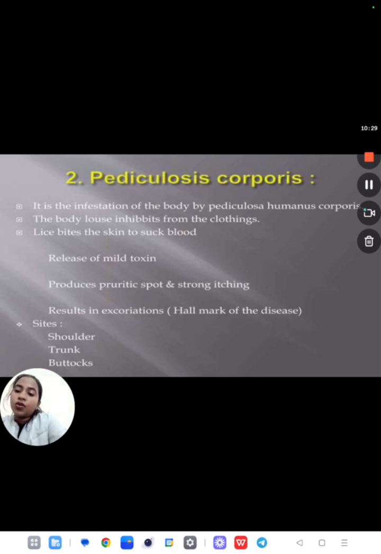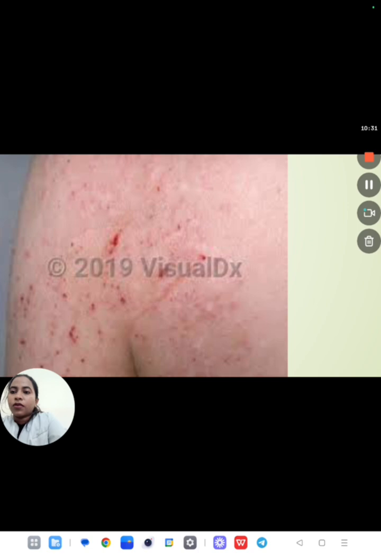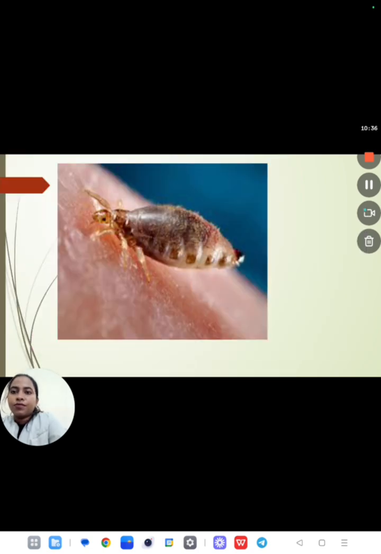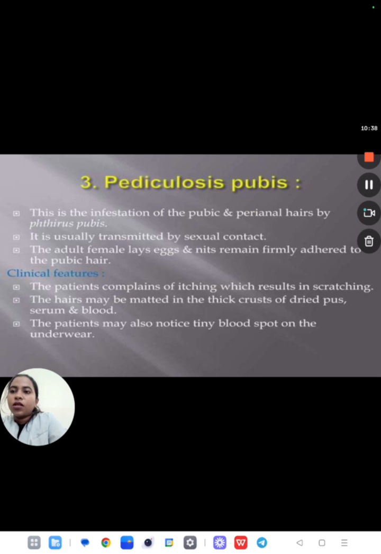The sites are shoulder, trunk, and buttocks. This is for ciliaris. Pubis is an infestation of the pubic and perianal hairs by Phthirus pubis. It is usually transmitted by sexual contact. The adult female lays eggs and nits remain firmly adherent to the pubic hairs. Features like itching will be there, which results in scratching. The hair may be matted and a thick crust of dry pus can be seen with serum and blood. The patient may also notice tiny blood spots on their inner thighs.